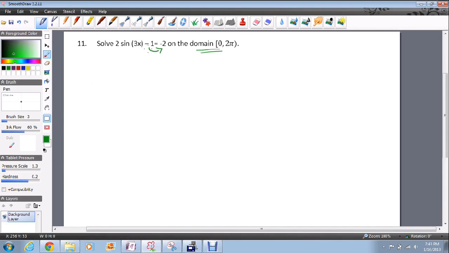In order to do that, I have to add it to the other side, which will give me 2 sine of 3x is equal to -1. The next thing I'm going to do is get rid of this 2 that's being multiplied by the sine of 3x by dividing everything by 2. That will give me the sine of 3x is equal to -1/2.